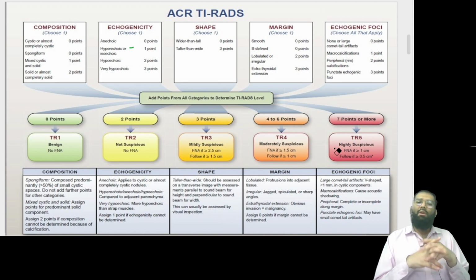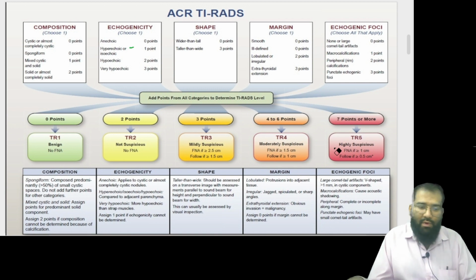We saw multiple echogenic foci, in which there is absence of echogenic foci or presence of multiple echogenic foci like macrocalcifications. Microcalcification denotes malignancy. Macro is benign. You have ring-like peripheral calcification or arc-like calcification, and then you can have comet-like artifacts which are classically seen with cysts, colloid cysts.